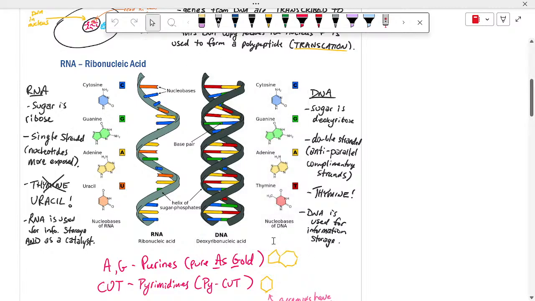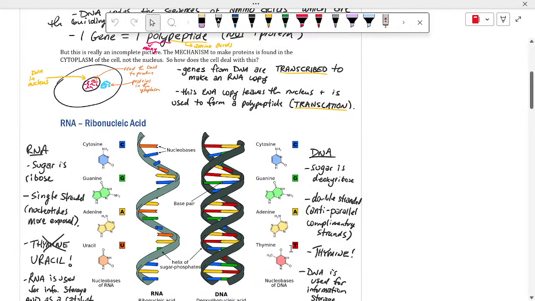DNA is double-stranded. RNA is single-stranded. As in DNA, we have cytosine, guanine, adenine, and thymine as the 4 nitrogenous bases. Of those, which are the pyrimidines? Adenine and guanine are the same type, but they're not pyrimidines. They are purines. And so the pyrimidines are cytosine and thymine.